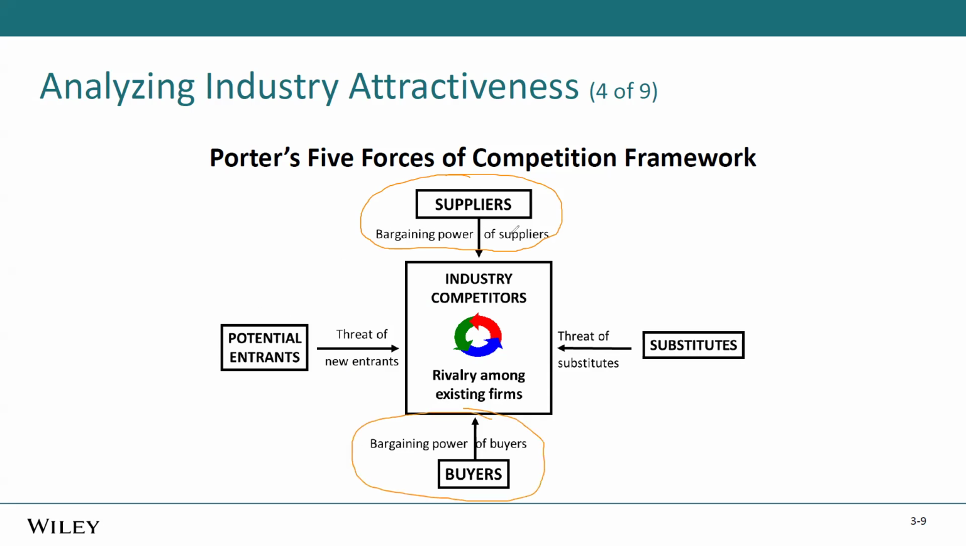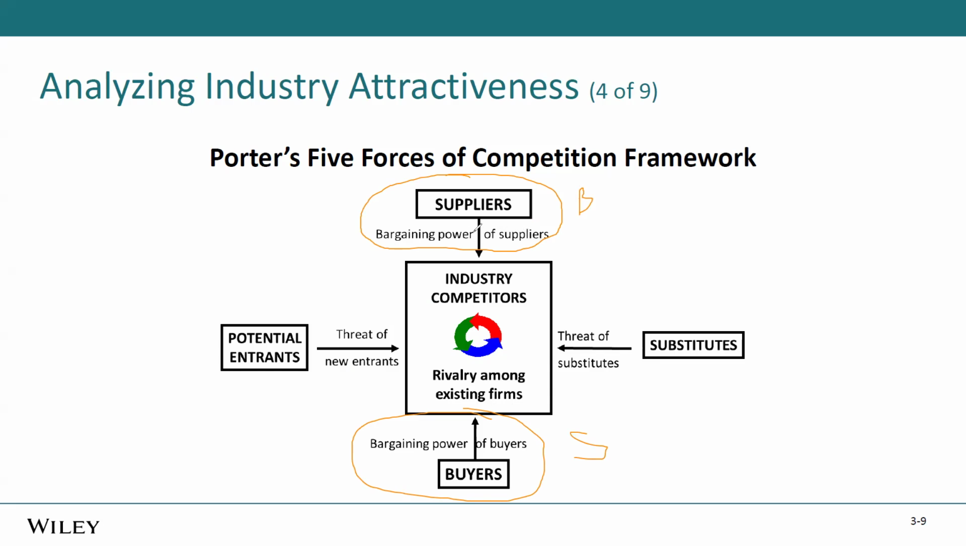We have the bargaining power of our suppliers. Can they push us down on price, or can we push up on them if they have weak bargaining power? There's the bargaining power of buyers. And same thing here. Basically, they're mirror images of each other. Sometimes you'll see buyers up here and suppliers down here, or vice versa. Just make sure you know which one you're talking about.